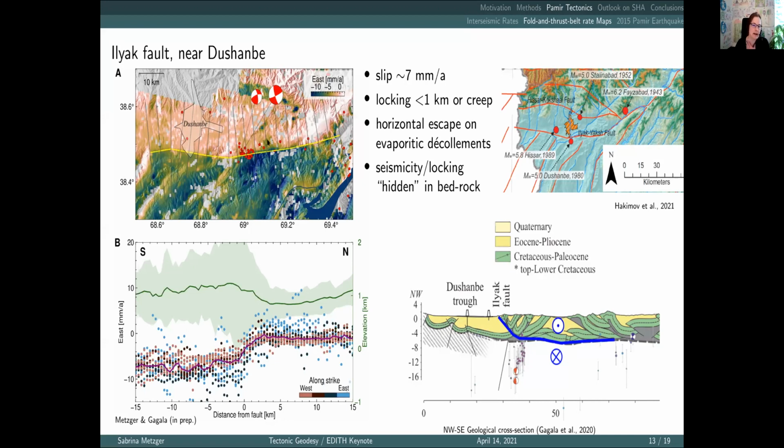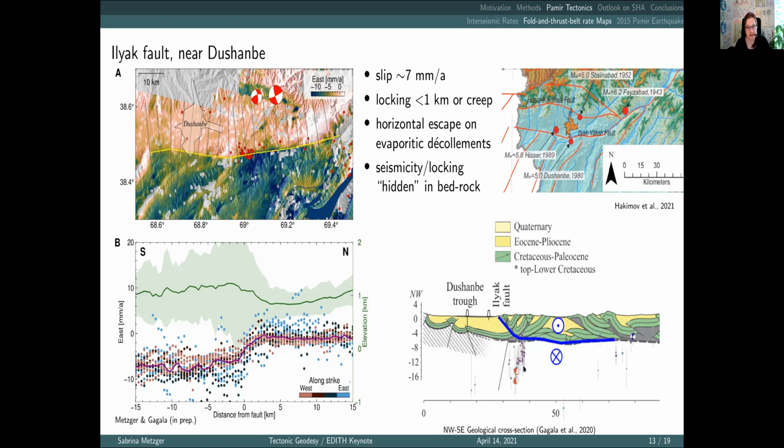The problem is that my data set is heavily filtered, so it might be that a step function across the fault, I cannot really resolve it with my data. And again, if we look at the cross section, we again see everywhere these evaporites. So what I think is that the whole basin is actually just sliding horizontally on these evaporites. And again, the seismicity is in the bedrock.